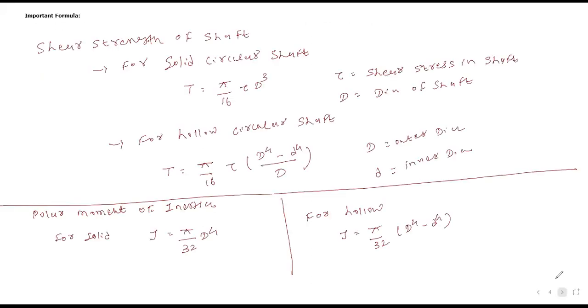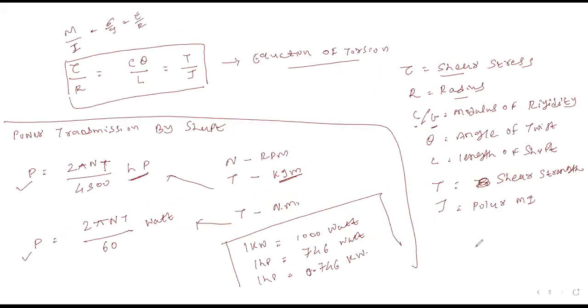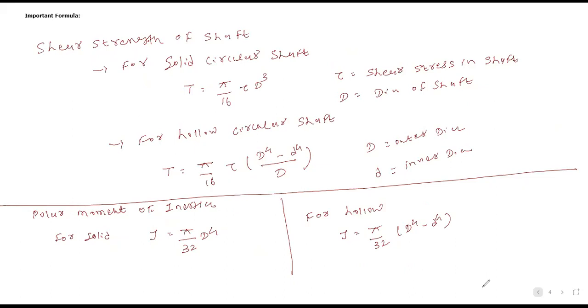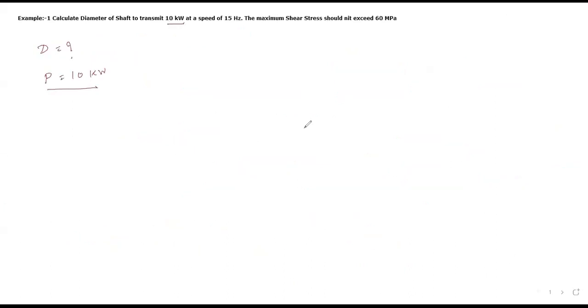At the same time, see what is the equation of power in watts? P equals 2 pi N T divided by 60. Write the same equation at the same time. We have one relation: P equals 2 pi N T divided by 60. Write these relations together.